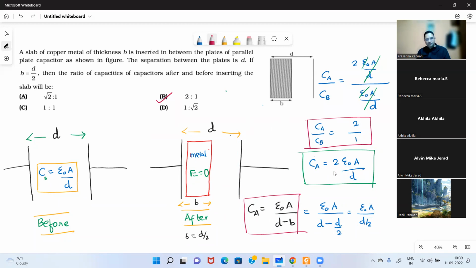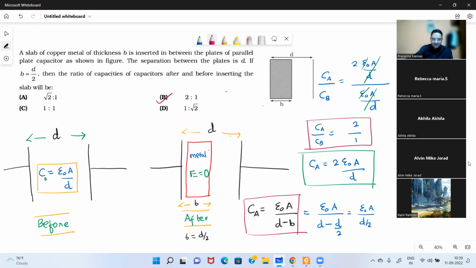Now we want the ratio of this one. Let's call this the second equation, and this is the first equation. Then 2 by 1 we want. Second equation divided by first equation gives C after divided by C before. The epsilon naught A by D will cancel, so it is just 2 divided by 1, or the ratio is 2:1. Is it clear now, Rebecca?